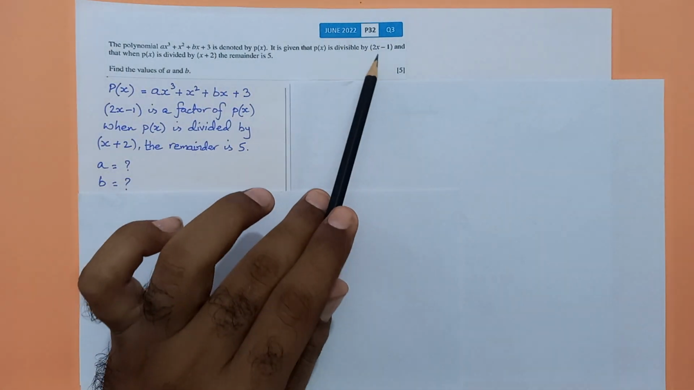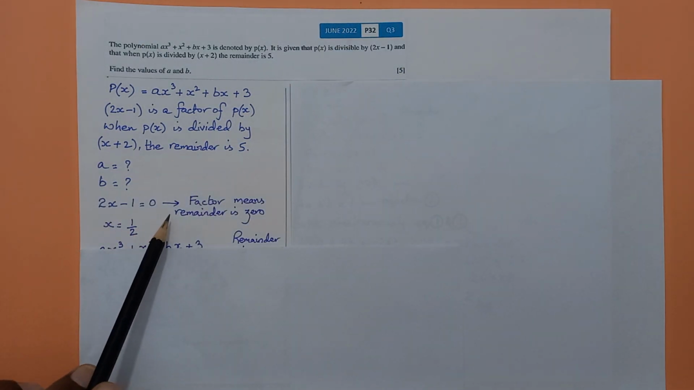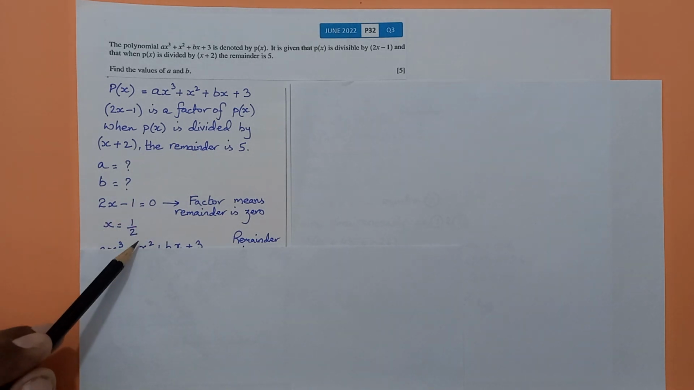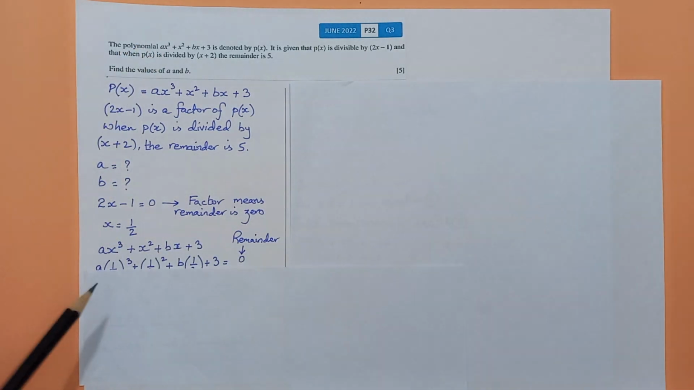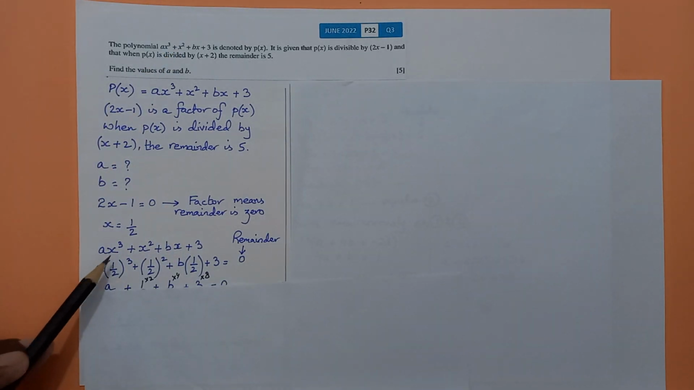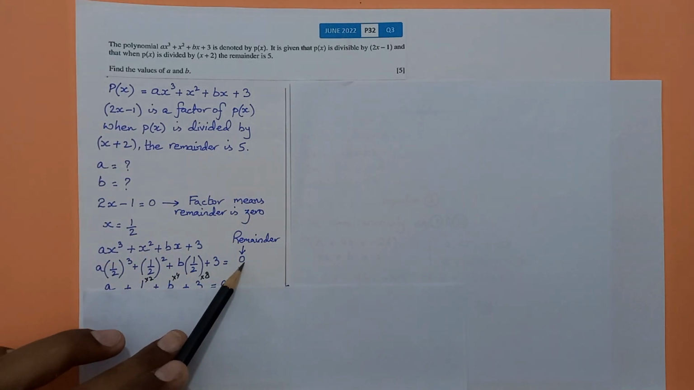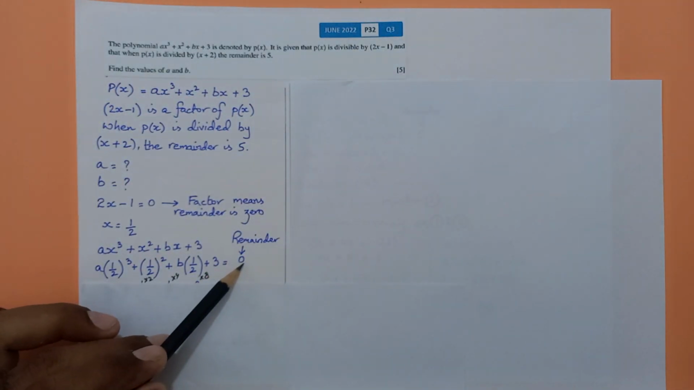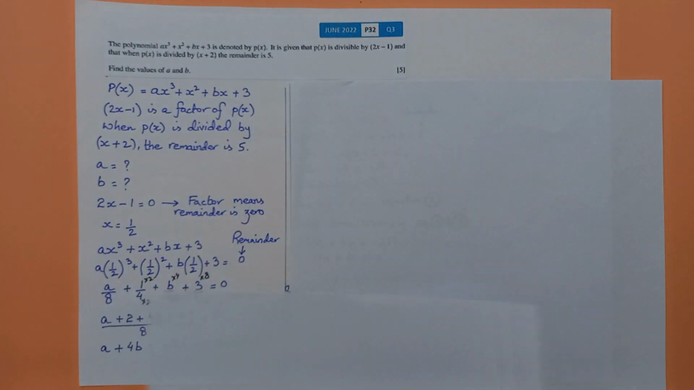So let us start with the very first one, which is 2x minus 1. We write 2x minus 1 equals 0, and after rearranging it, x equals 1 upon 2. Placing this value of x as 1 upon 2 in the given polynomial ax cube plus x square plus bx plus 3, and making it equal to 0. Why making it equal to 0? Because it is divisible. That means it is a factor, and we know that factor means remainder is 0. That is why it is equal to 0.